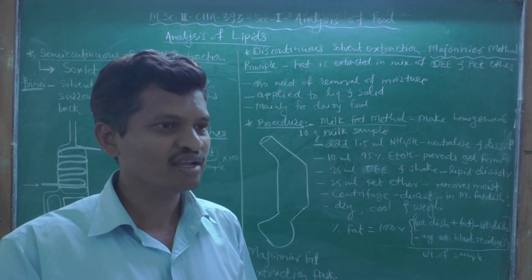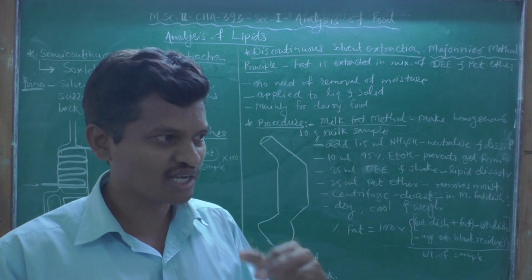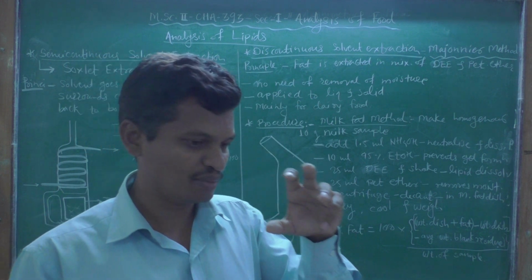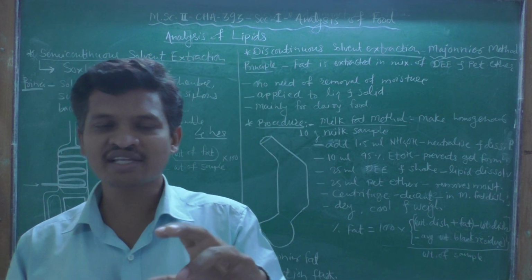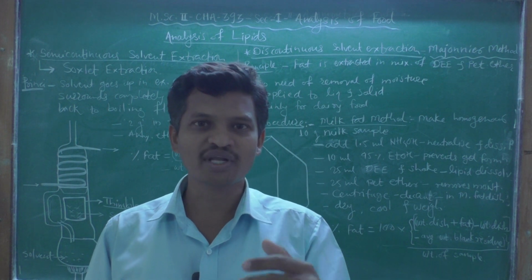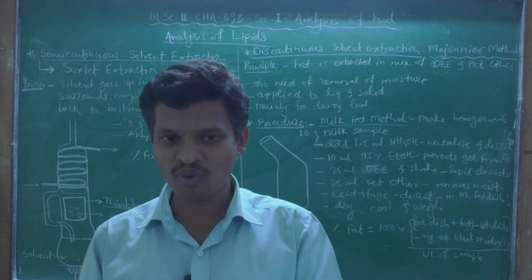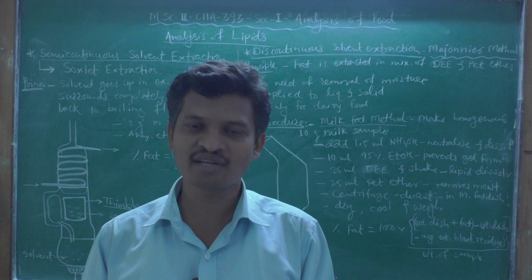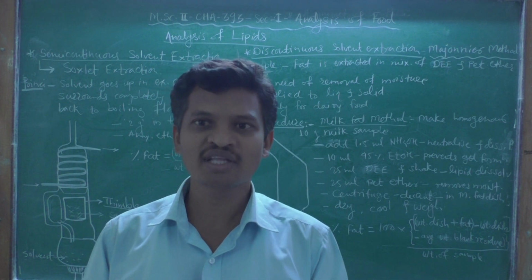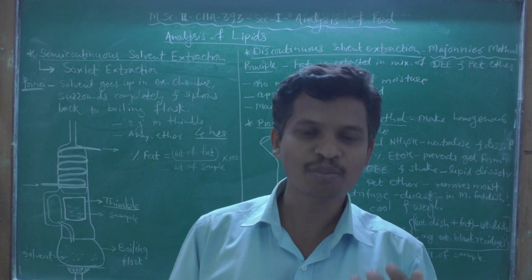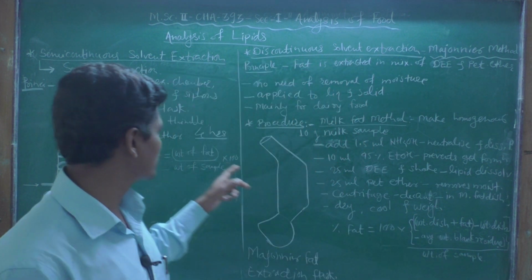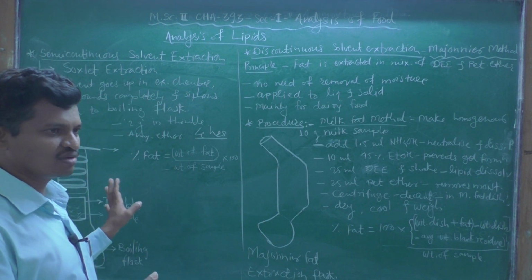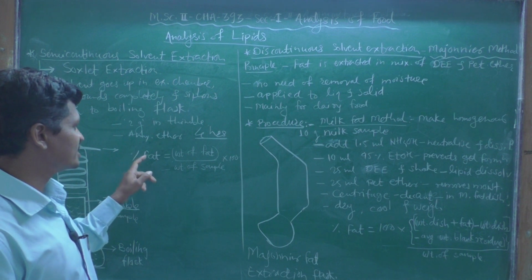And then after extraction, what will be the situation? After extraction, our boiling flask is having diethyl ether along with the fat or lipid extracted from the food sample. Now we have evaporated all the solvent, diethyl ether, from the flask, and what remains in the flask is only the fat or lipids extracted from this 2 gram of sample.